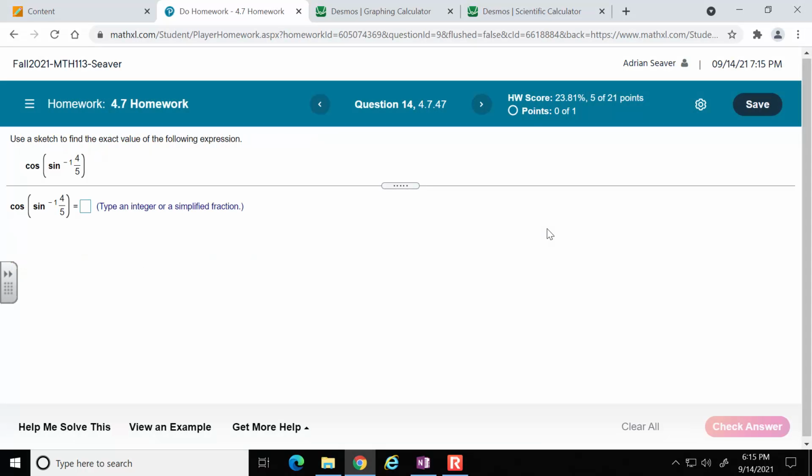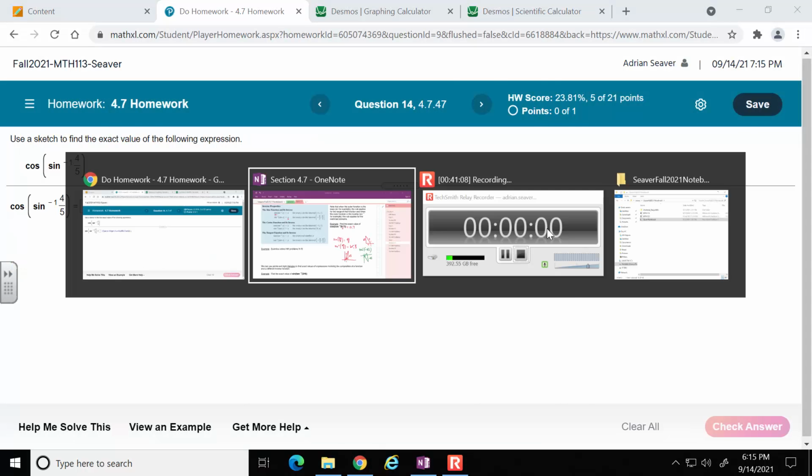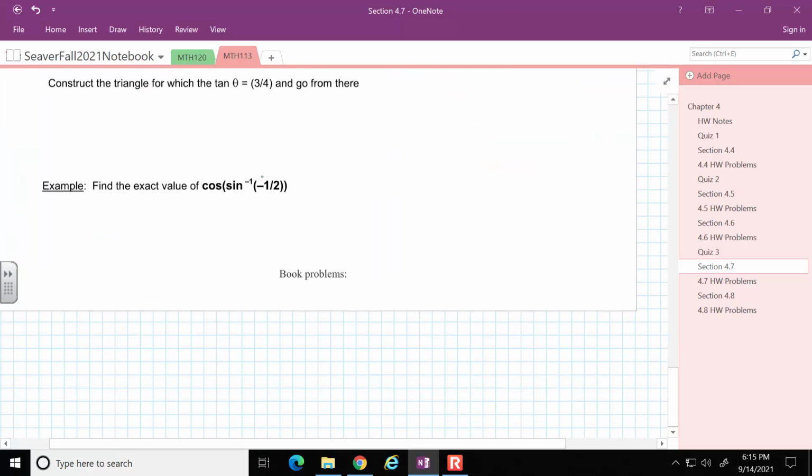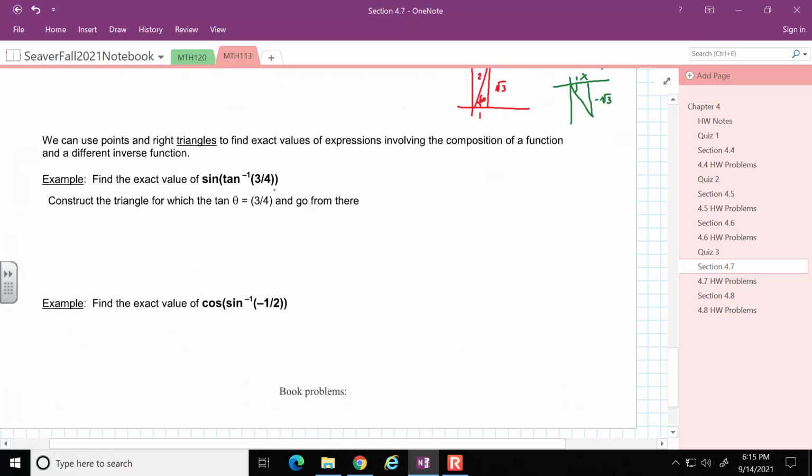Okay, so this is the question I want to come to next. I like these questions because you got to think about these a little bit too. Okay, and we've done this to some extent. We can use points and triangles to find exact values of some of these inverse functions using composition function techniques. In particular, if I ask you to find the sine of the tangent inverse of 3/4, this is a good example. Because you can come on your calculator and get a good decimal answer, but that's not what I'm looking for. I'm looking for an exact value.